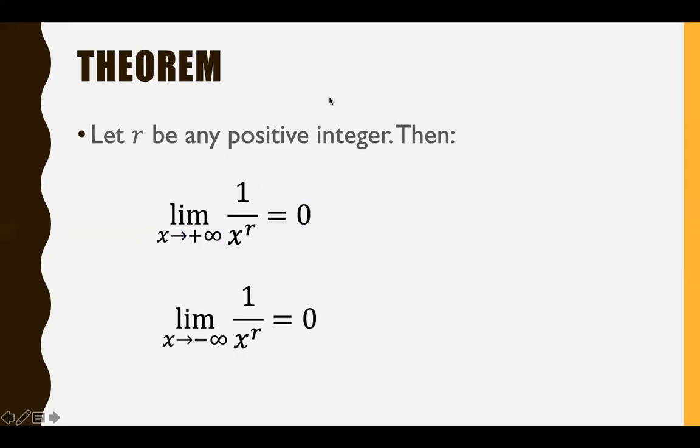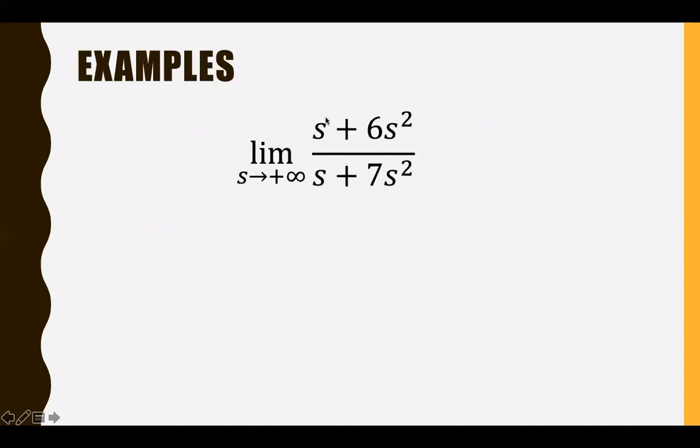So let me provide you with some examples on how to solve these by applying the different theorems discussed. Let's have the first one. What if we solve this limit of s plus 6s squared all over s plus 7s squared as s approaches positive infinity? As for technique, this is how I usually solve it. I don't know if it may be handy for you, but this is what I usually do.